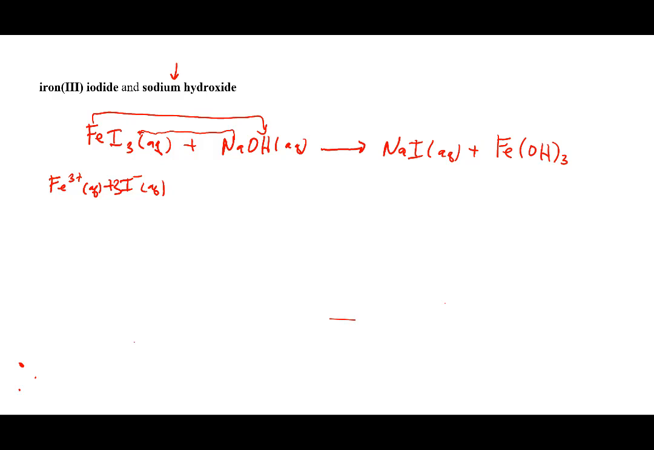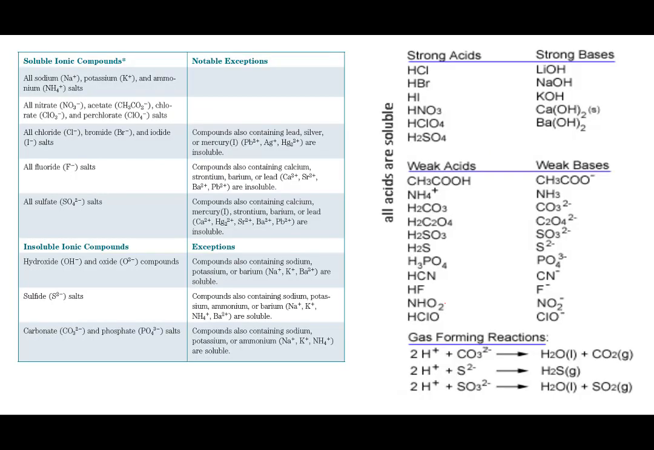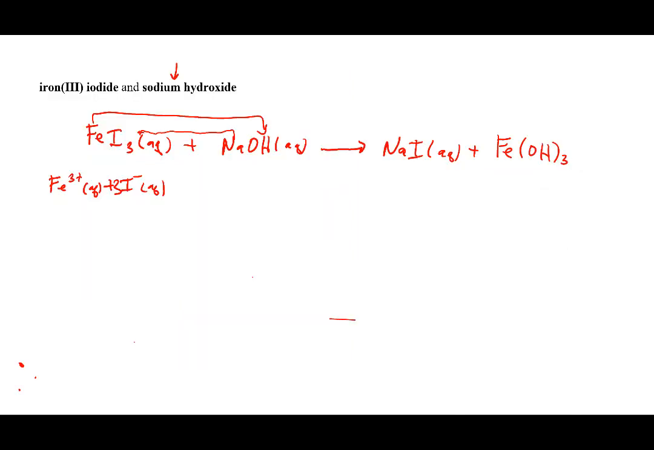Hydroxide salts are generally insoluble. Iron is not an exception to that. So iron 3 hydroxide is a precipitate. It's solid. Okay. So then we have to balance that.